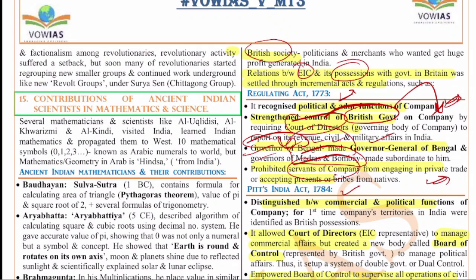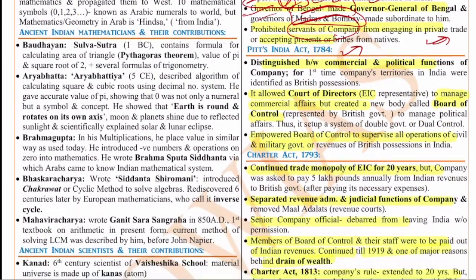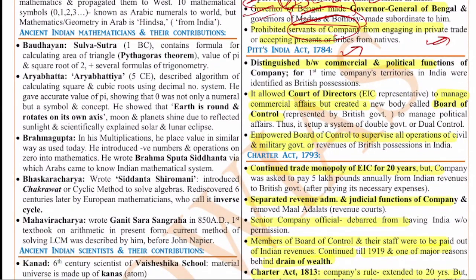Next, we had the Pitt's India Act of 1784. The Pitt's India Act of 1784 distinguished between the commercial and political functions of the company. For the first time, the company's territories in India were identified as British possessions. It allowed the court of directors to manage the commercial affairs, but created a new body called the Board of Control. It empowered the Board of Control to supervise all the operations of civil, military or revenue of the British possessions in India.